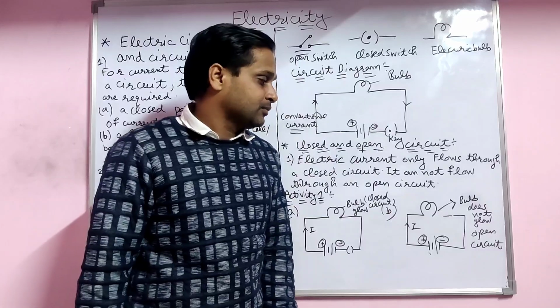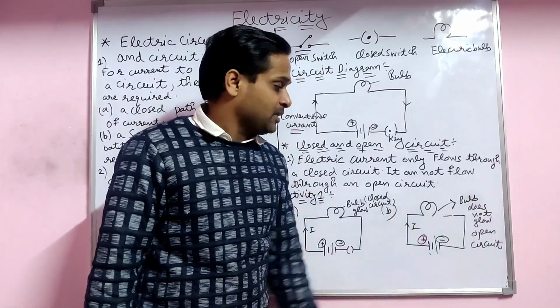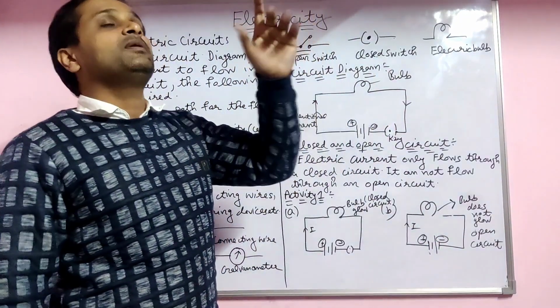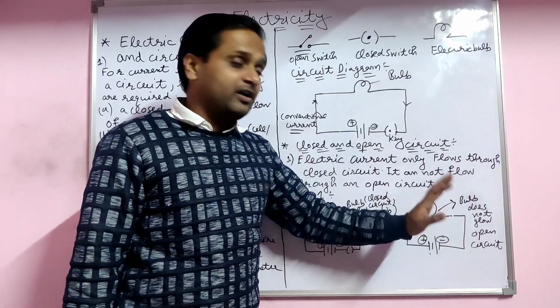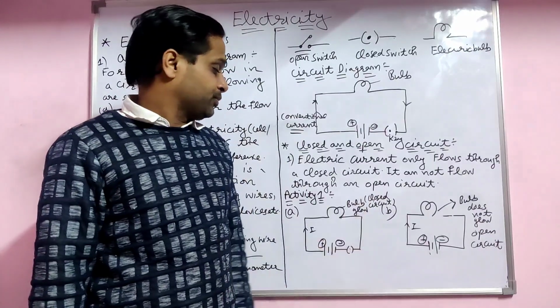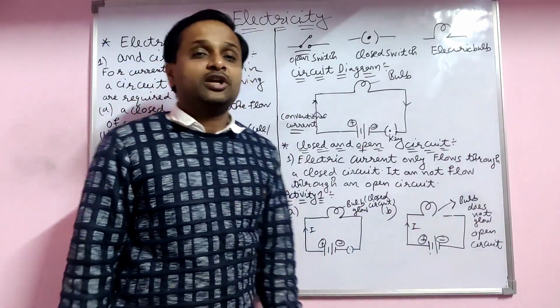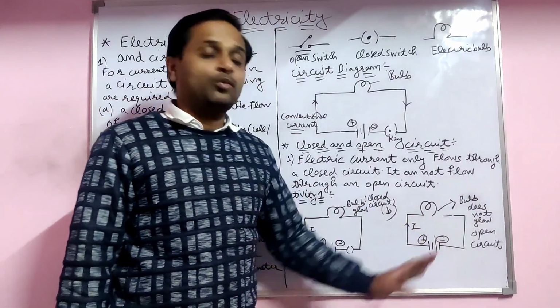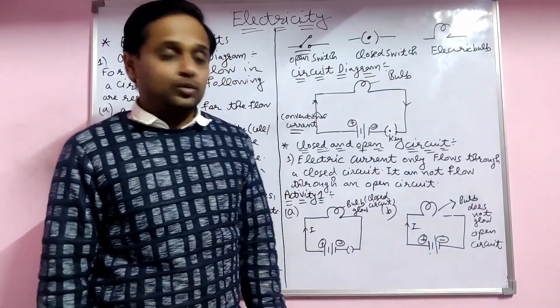For example, an open circuit, no connection here. The tungsten wire in the bulb may be removed, or may not work properly, so the bulb is fused. The circuit is open, the bulb does not glow. So this shows that only in a closed circuit does the current flow; in an open circuit the current does not flow.